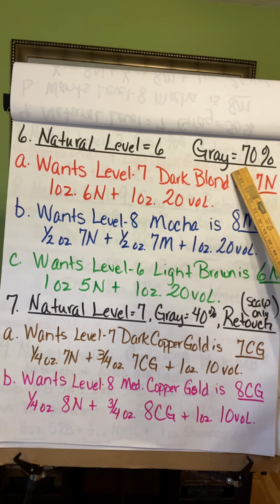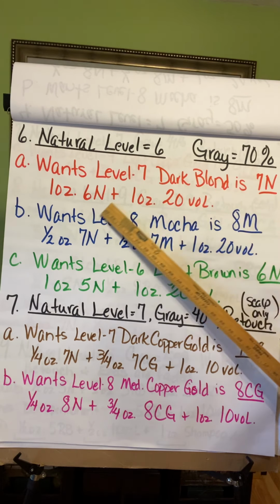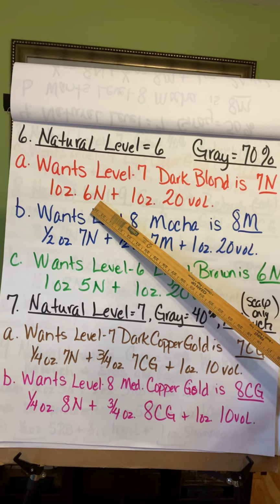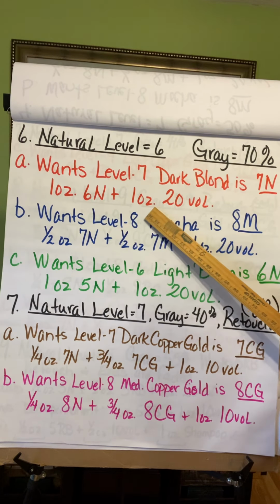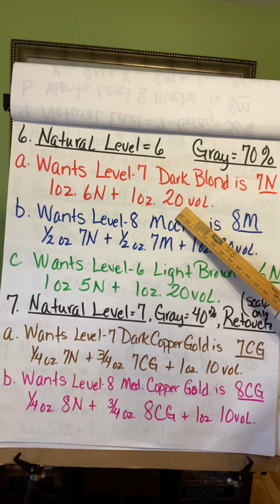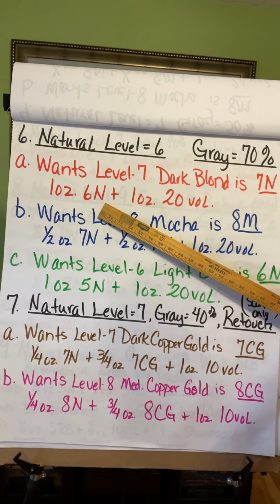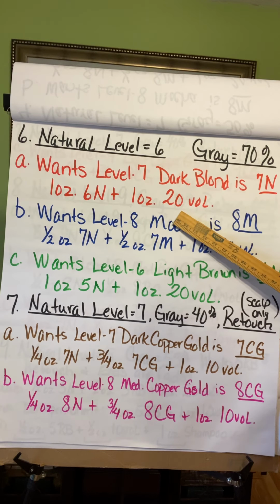But because she's 70% gray, I know already because that's the rule, I have to formulate it 1 whole level darker. So I want to put 1 ounce of 6N, 6 natural, because I'm formulating 1 whole level darker because she's got 70% gray, plus 1 ounce of 20 volume developer. 20 volume developer because I want to cover my lady's hair completely. So at 50% gray or higher, you have to use 20 volume to open up the cuticle enough for the color to deposit. Okay, so the formula is 1 ounce of 6N plus 1 ounce of 20 volume developer.